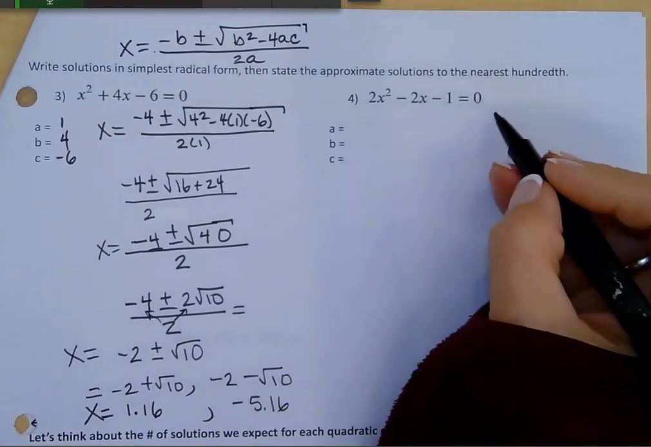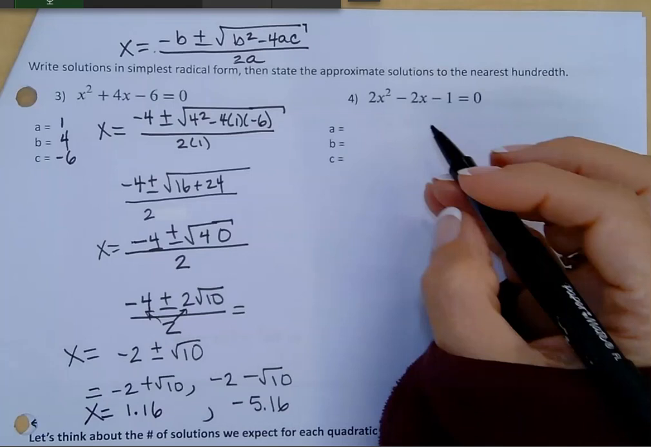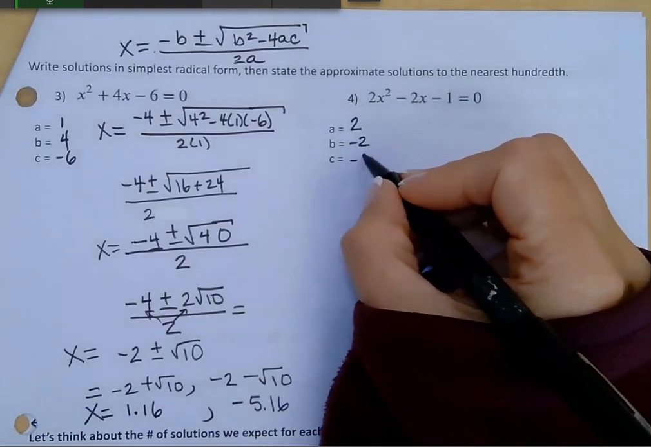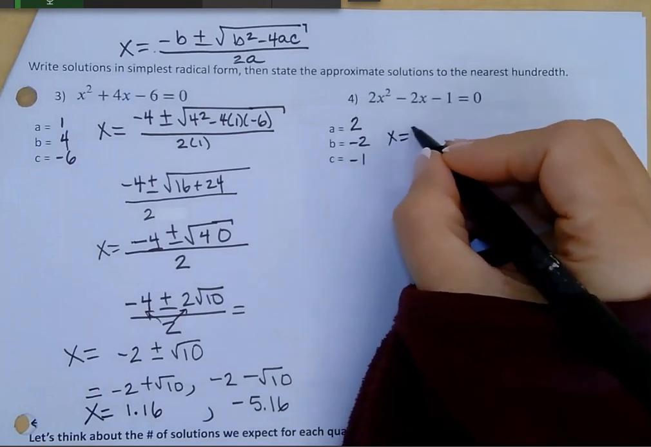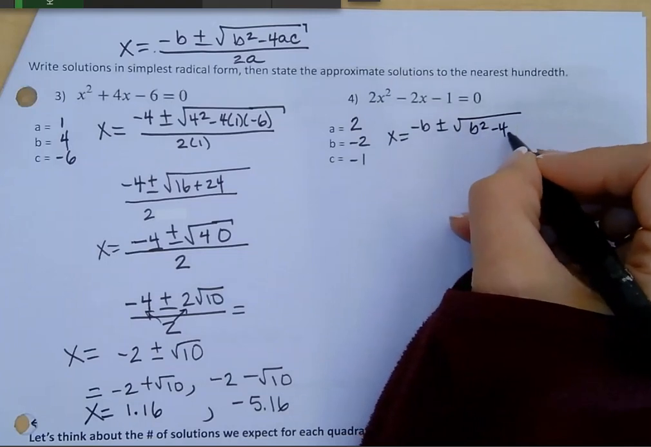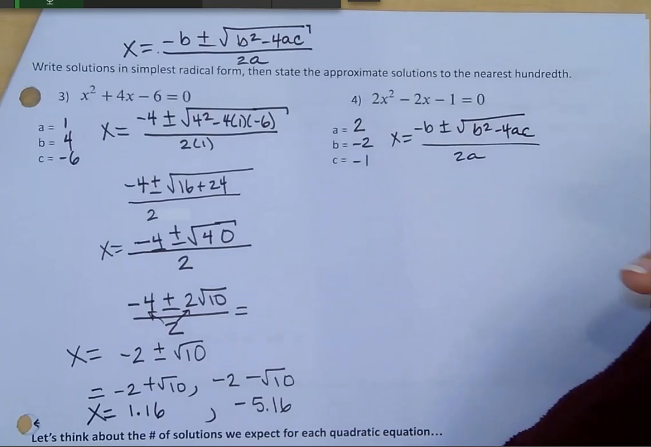Okay, let's look at this one. So I have a is 2, b is negative 2, and c is negative 1. So I know x equals negative b plus or minus the square root of b squared minus 4ac all over 2a. So I'm just plugging stuff in.